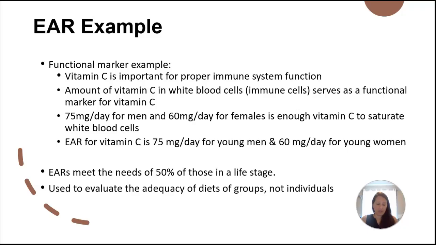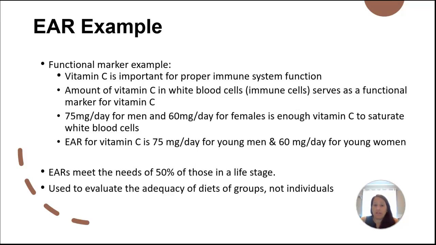Here's an example. Vitamin C. We know vitamin C is a micronutrient. It's a water-soluble vitamin. It's really important for proper immune system function. Okay, so you need to have it. How much do you need? Okay.